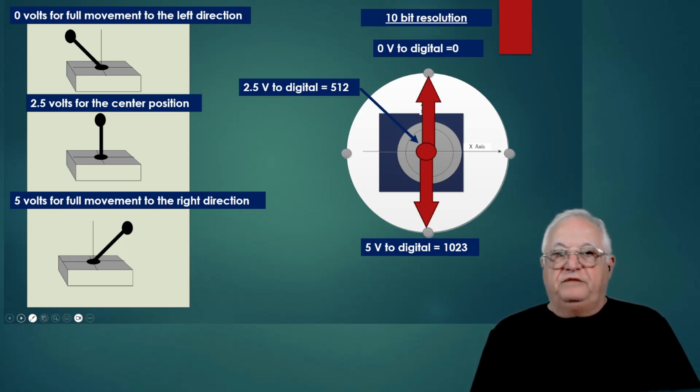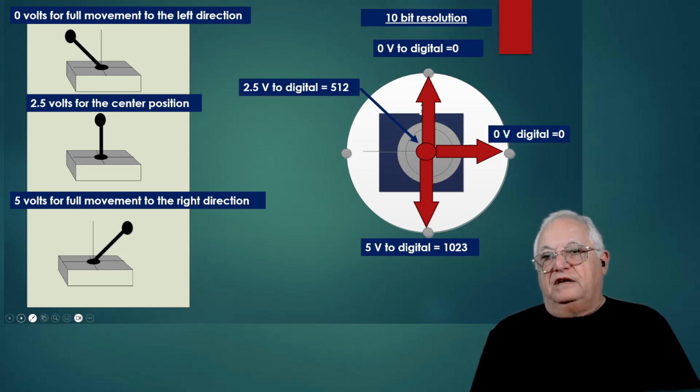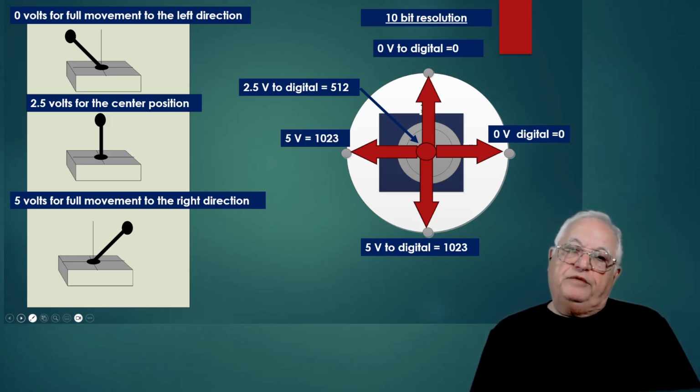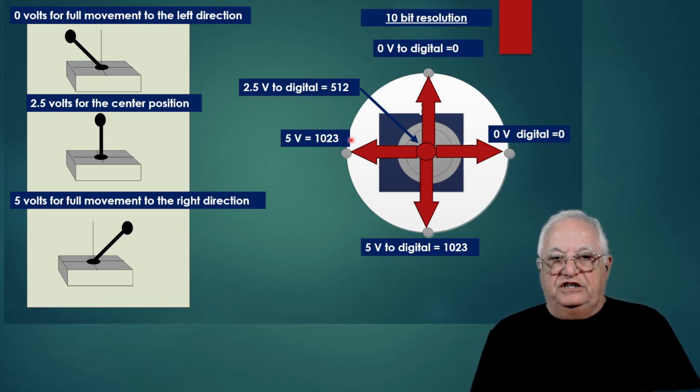If you have 8-bit resolution, those numbers would be different, of course. Now if we move to the right, that would have 0 volts, and the digital would be 0. If we move it to the left, then we would have 5 volts, and the digital value would be 1023, and the center, of course, would be the same, which is 512 approximately.